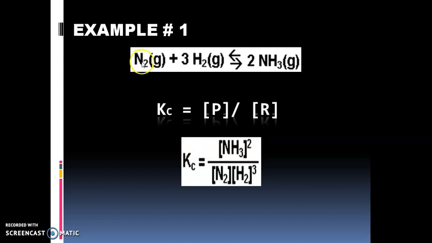Let's consider when nitrogen reacts with hydrogen gas to produce ammonia gas. We write the equilibrium constant expression with the help of this formula, product over reactant. Here our product is ammonia, so I write ammonia in square brackets, and this number of moles, that is 2, is raised to the power of coefficient of ammonia. Whereas our reactants are nitrogen and hydrogen, and I write it like that. Hydrogen has number of moles 3, so this 3 is raised to the power of coefficient of hydrogen. So my Kc expression, or we can say the equilibrium constant expression of this reaction, is this.